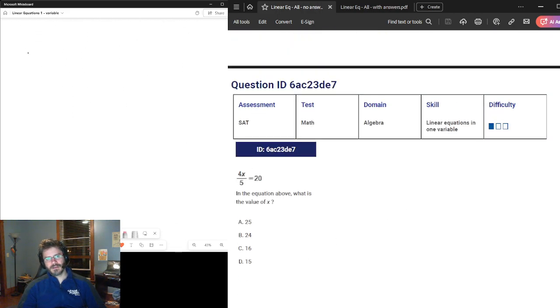All right, not too bad there. Question 14. They just want the value, so this is pretty simple. 4x over 5 equals 20. Multiply by 5, divide by 4, you get x equals 5 times 20 is 100. Divided by 4 is 25. So that's answer A. Okay.